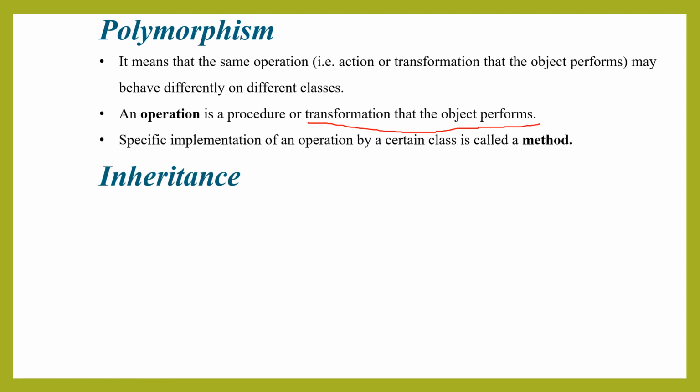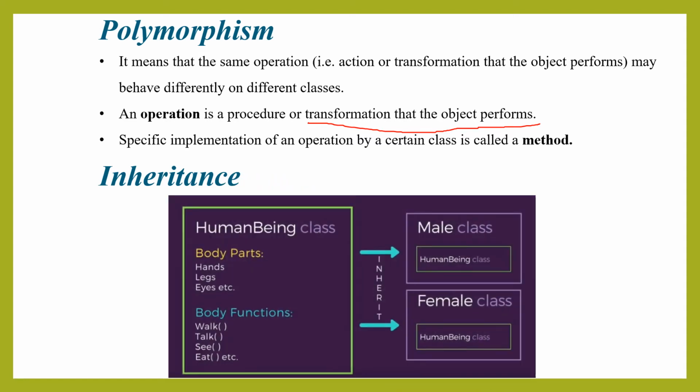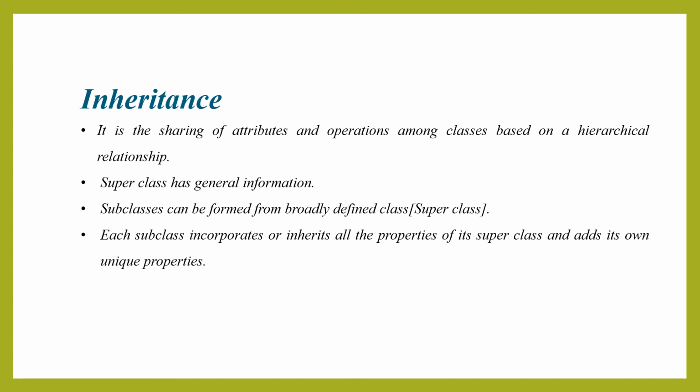Inheritance means we will be sharing or inheriting some of the properties from the main class. Here, from the human being main class, the male class and the female class inherit the properties, that is, the data and the functions. Inheritance means attributes and operations are shared among the classes based on their hierarchy, like the parent class and the child class, or the subclass and the superclass.